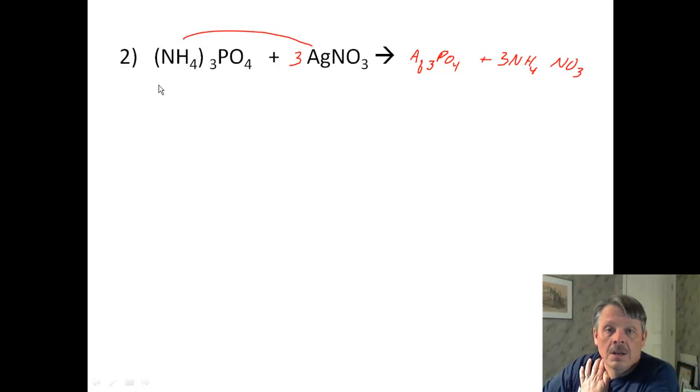All right. So what do I have as far as a complete ionic equation? Well, I have ammonium, which is NH4, and I've got 3 of them, and they are positively charged, and they're aqueous.